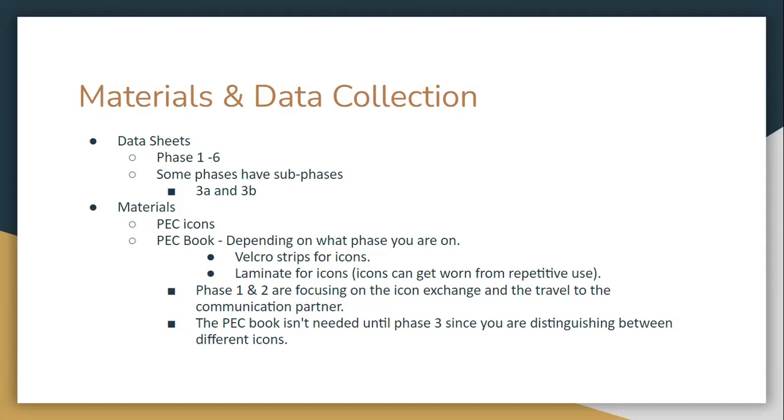But you would also need Velcro strips for those icons that are on the PECS book, and laminate for those icons as well, since they can get worn from repetitive use. And then phase 1 and 2 are focusing on the icon exchange and the travel to the communication partner and book as well. The PECS book isn't needed until phase 3 since you're distinguishing between the different icons.